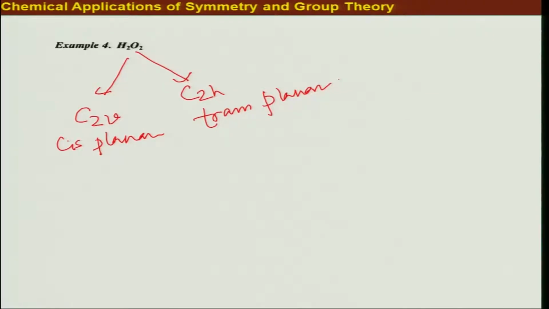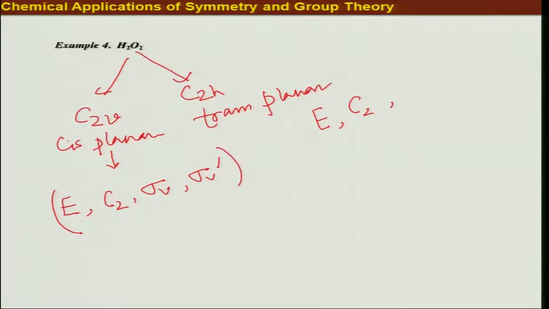In case you have not, let us look at those again. For C2V, which we got for the cis planar configuration of H2O2, we got the following symmetry operations: E, C2, and 2 sigma V's, which are differentiated as sigma V and sigma V prime. And for the trans planar configuration, we got identity, C2, sigma H, and the inversion symmetry.